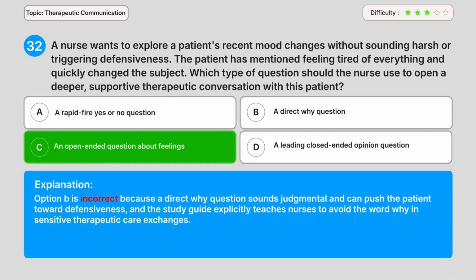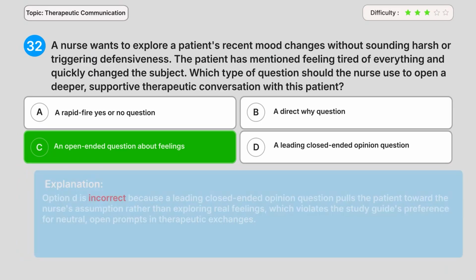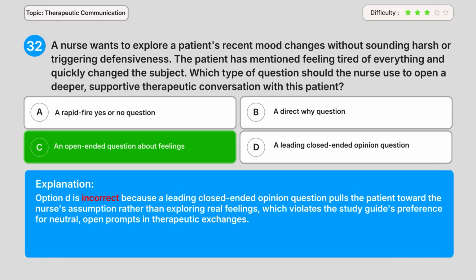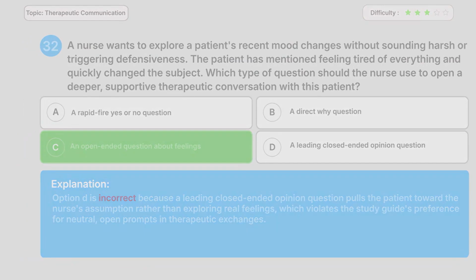Option B is incorrect, because a direct why question sounds judgmental and can push the patient toward defensiveness, and the study guide explicitly teaches nurses to avoid the word why in sensitive therapeutic care exchanges. Option D is incorrect, because a leading, closed-ended opinion question pulls the patient toward the nurse's assumption rather than exploring real feelings, which violates the study guide's preference for neutral, open prompts in therapeutic exchanges.